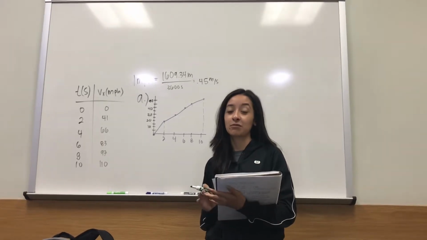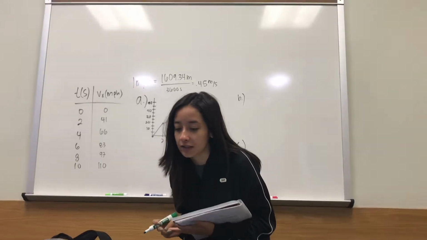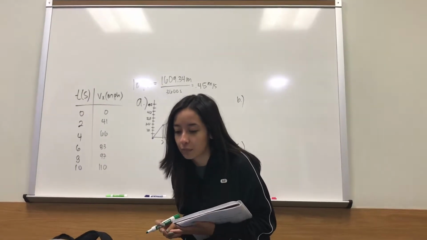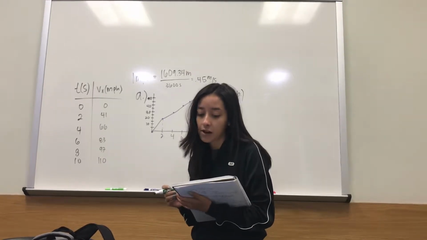Physics Chapter 2, Problem 62. The problem reads, does a real automobile have constant acceleration? Measured data for a Porsche 944 turbo at maximum acceleration are shown in the table.